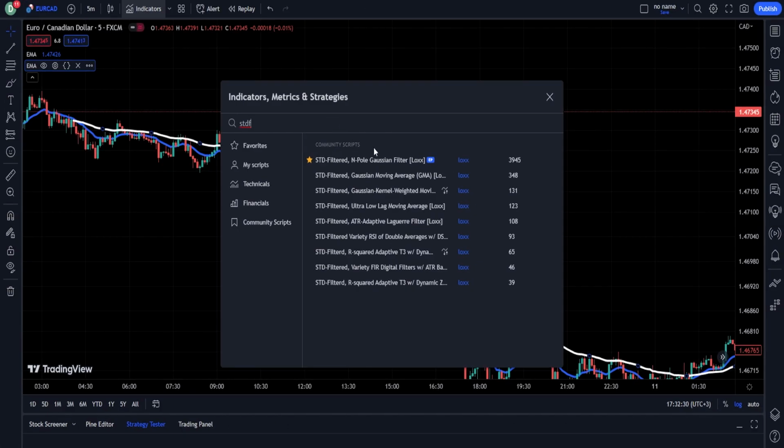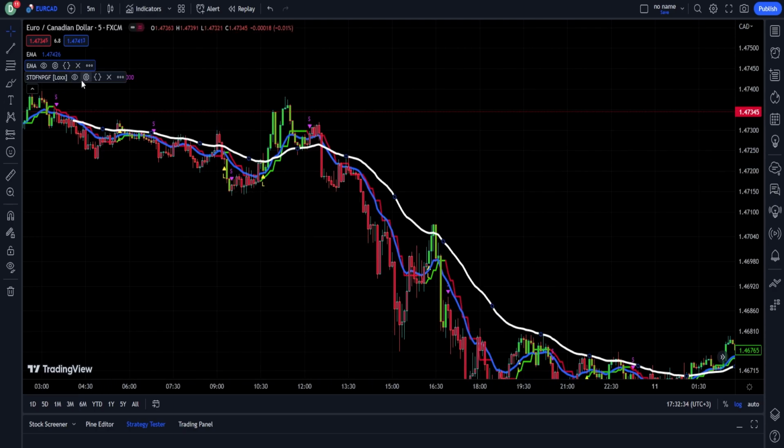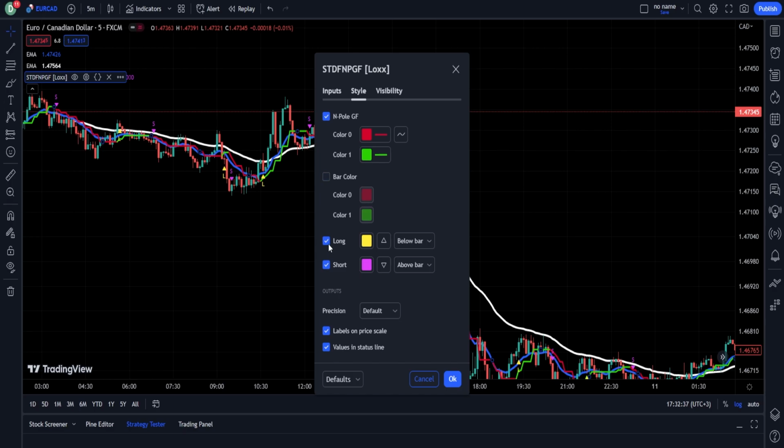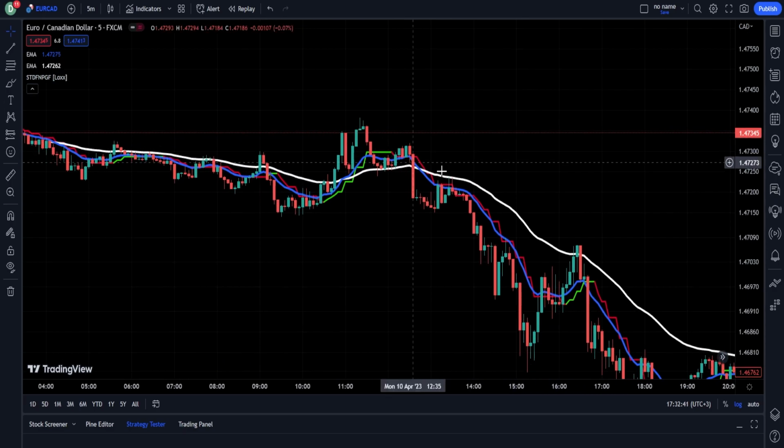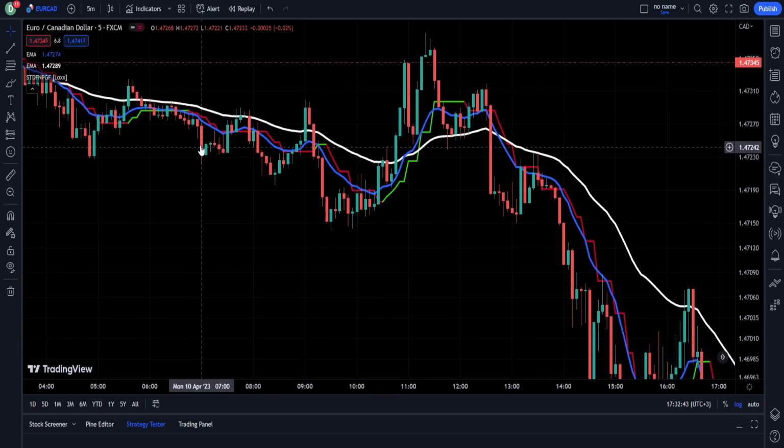We are now selecting the other indicator, and we will close all other options except for the first one. We won't make any changes to its settings. In this setup, it is important to pay attention to the STD filtered indicator.